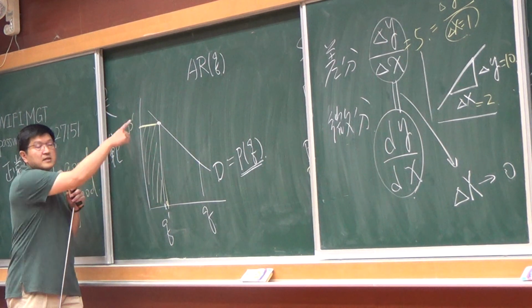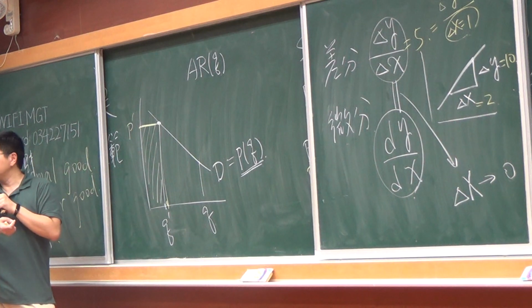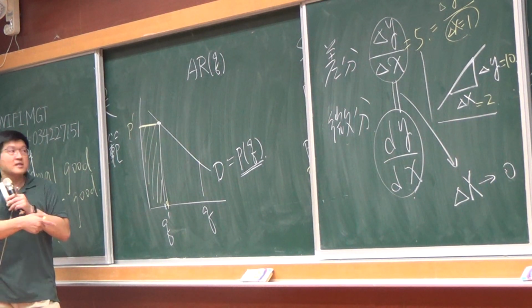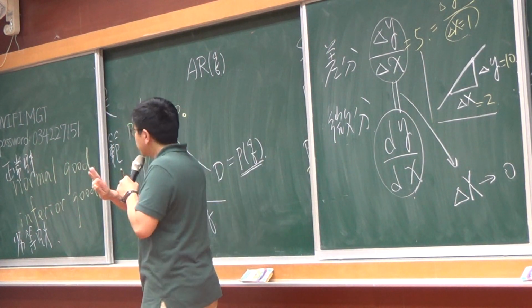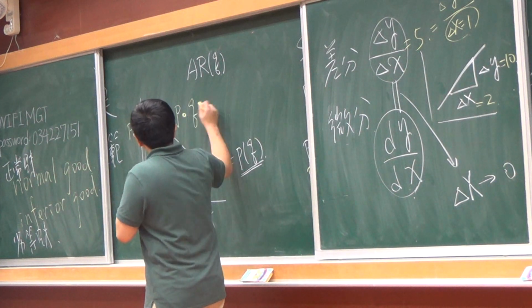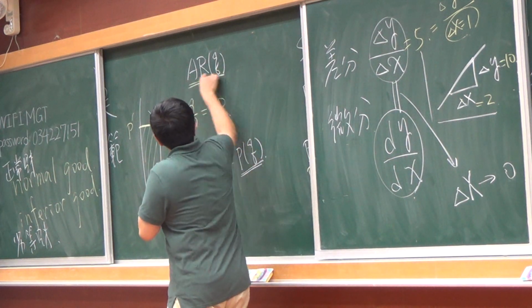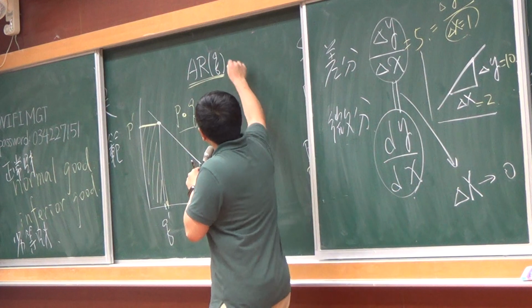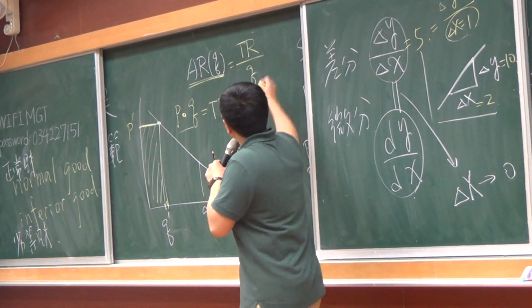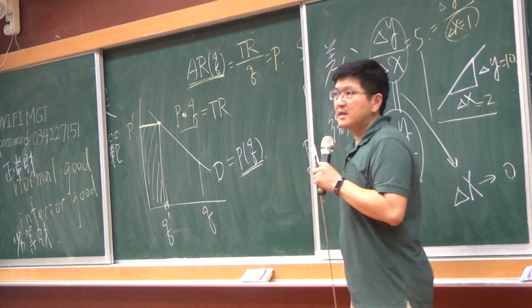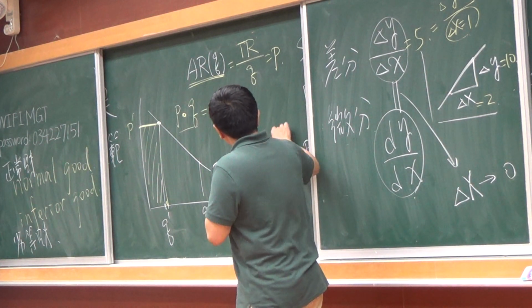You pay this much, and I, the firm, receive this much, right? This amount. So P times Q, P multiplied by Q, is actually the total revenue. So how do we define our average revenue? It would be the total revenue divided by Q, right? So naturally, it becomes P. So P is actually the average revenue.